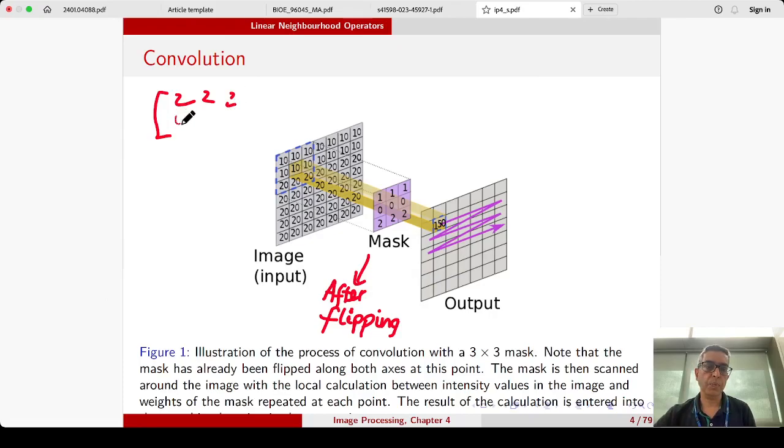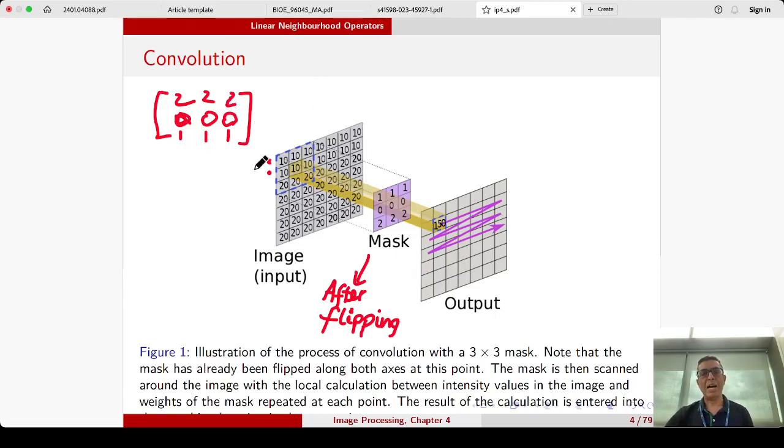Before flipping the mask, the values would have looked like this: 2, 2, and 2. Then 0, 0, and 0. And then 1, 1, 1. That's what the mask will have looked like before we do the flip.